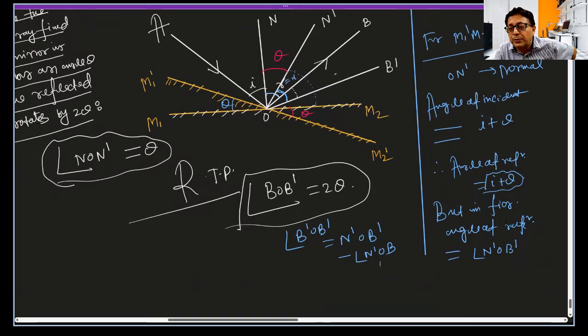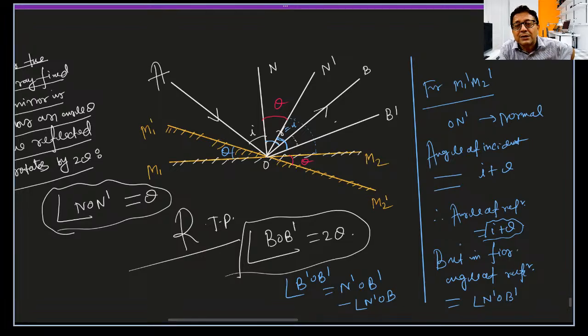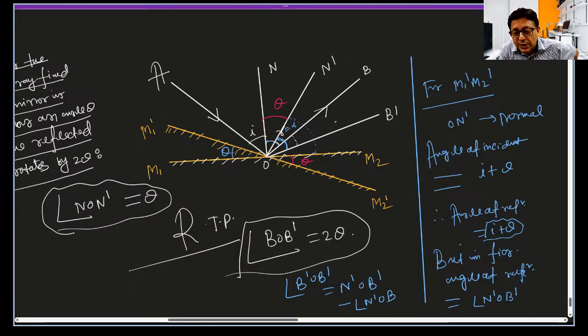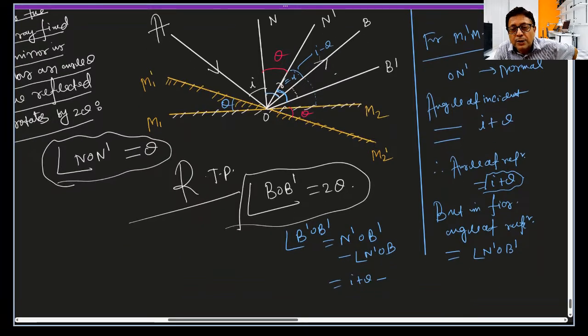N dashed OB dashed we have proved, that is I plus theta. N dashed OB, because the total was I and this part is theta, the remaining part will be I minus theta. This is the best approach. So this is going to be I plus theta minus I minus theta, which is equal to 2 theta. Check once. This is the easiest one.